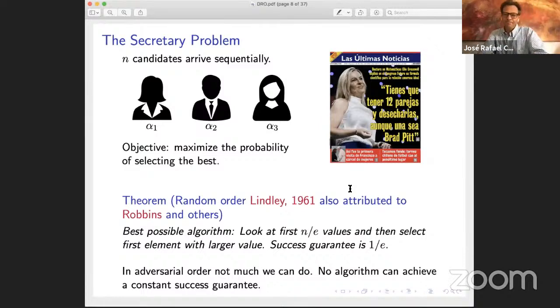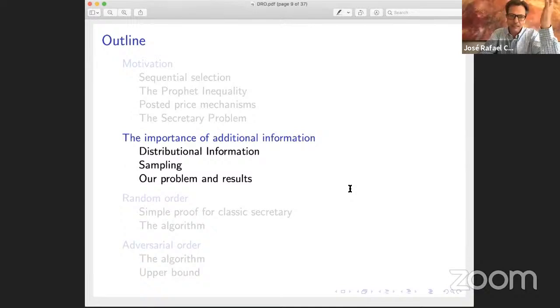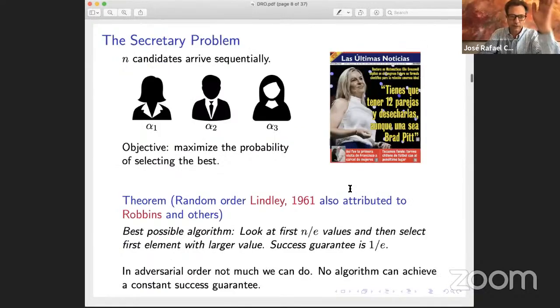Cool. So what happens if we add information? Now we're going to fix the secretary problem. So this is the problem I'm looking at. I have candidates that arrive in some random order, and I want to pick the maximum. That's going to be my problem, but I will tell you a little bit more about what happens with additional information in the prophet inequality and in the secretary problem.